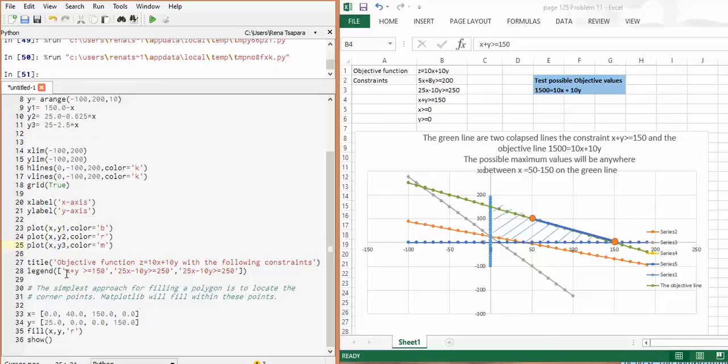So we are going to put the legend to include each one of the inequalities that correspond to each one of the lines that will separate the feasible region from the rest of the graph. So we have the three different lines here. We could also include x greater or equal to 0 and y greater or equal to 0, but these are the axes, so we don't.